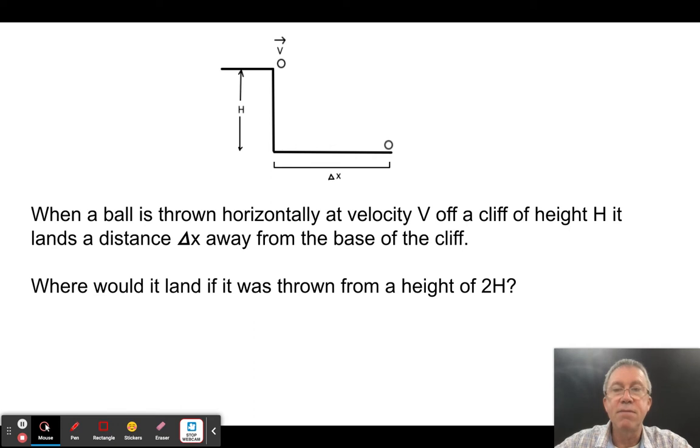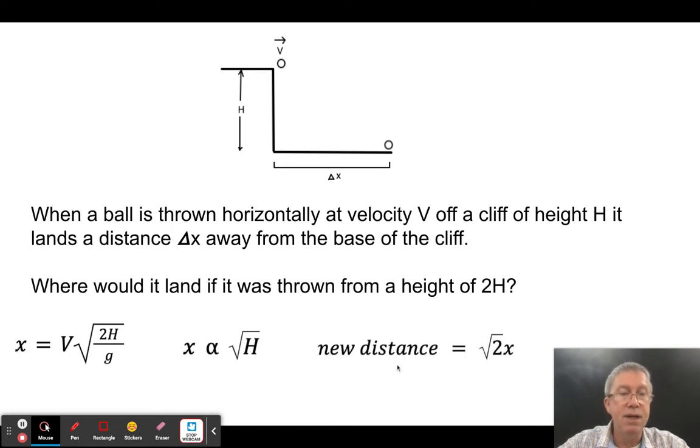Let's try a different one, though. Same thing, except this time, where would it land if it was thrown from height 2h? It's still thrown at speed v. Well, we go back to the expression that we're using. We see that the relationship between h and x: h is in the numerator, so it's a direct proportion, but it's direct to the root of h. So x is proportional to root h. So if this is now 2h, this is going to be root 2 times x.